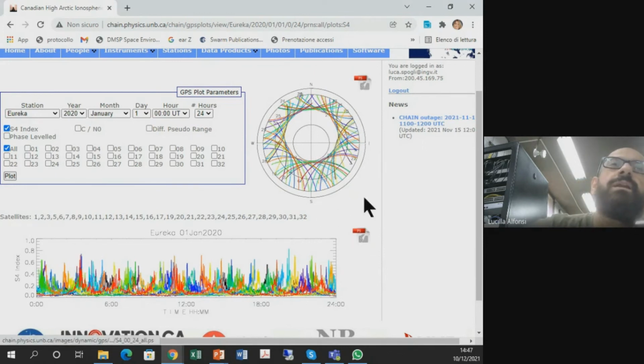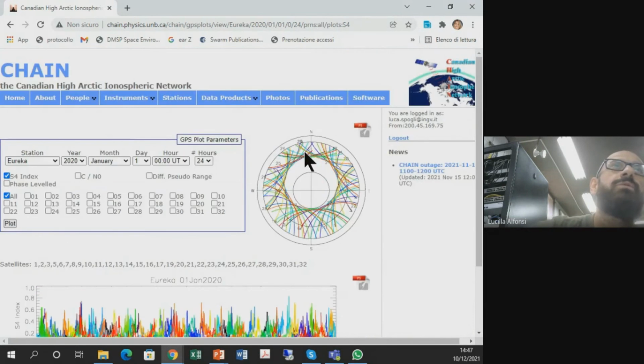And from here you can download the PDF of this plot. For sure, you can download the data, so you can plot the data whenever you want by using your own scripts.